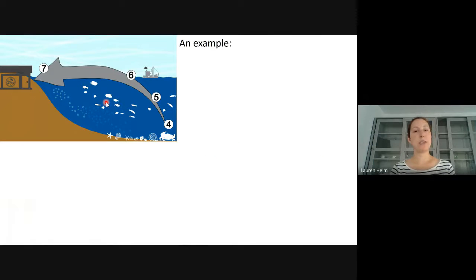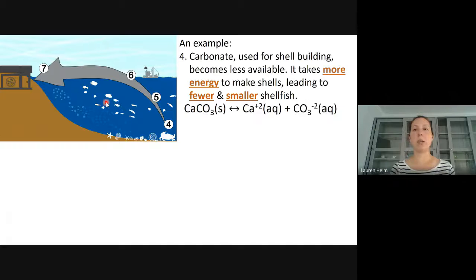So let's look at a specific example. When our ocean chemistry changes, what happens? Well, carbonate is used to build shells for shelled organisms. That carbonate becomes less available. Now it takes more energy for those organisms to make their shell, meaning that we have fewer and smaller shellfish. Some shellfish just don't have the energy and they'll die. The ones that do have that extra energy needed aren't going to be as big because they're not going to be able to build as much shell. It takes more energy to build a lesser amount.